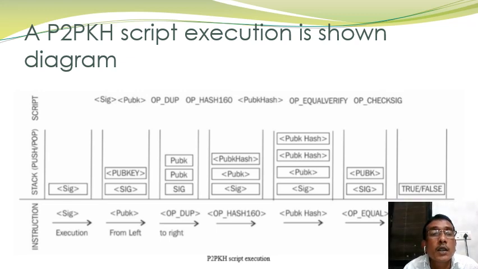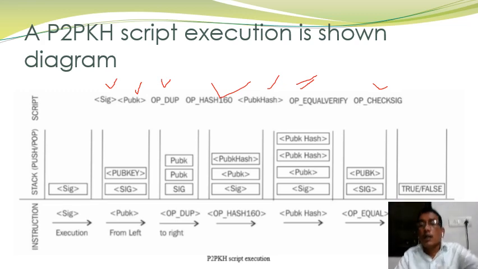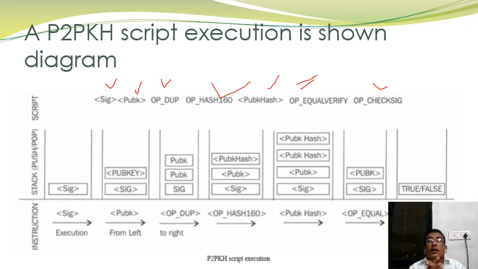This script has some operands: the signature, then the public key, then duplicate, then hash 160. We will calculate the hash value twice, first by SHA-256 and then by RIPEMD-160. Then the public key hash, then equal verify, which checks whether the operands are equal or not, and then check signature. These are the different commands that are executed in this script.